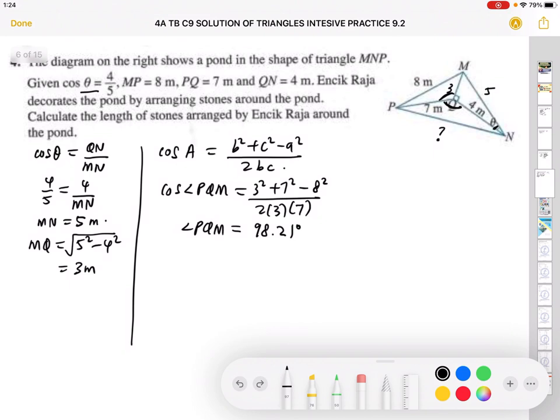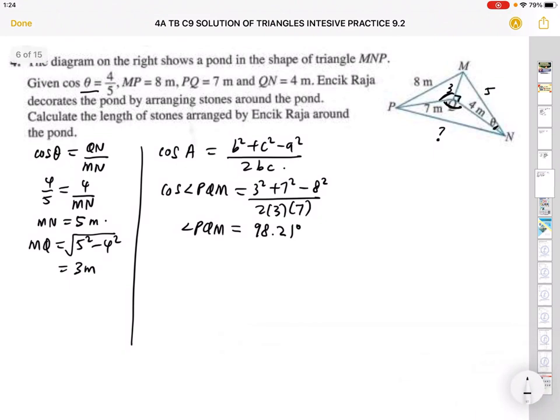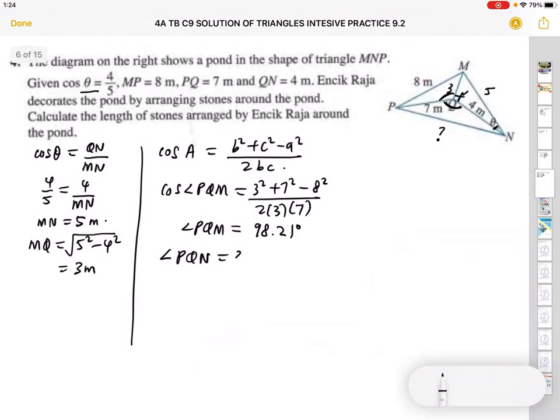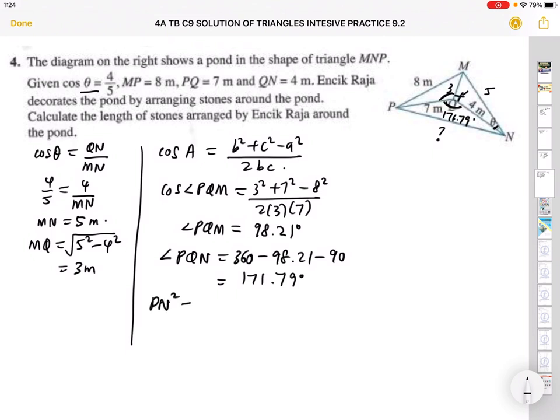Now we already know that, okay, this is a bit ugly. We already know this angle Q here is 90, the other side is 98.21, so we find angle PQN by taking 360 minus 98.21 minus 90, I've got 171.79. Okay, this is 171.79, and once you know this angle, we can find PN by using cosine rule one more time.